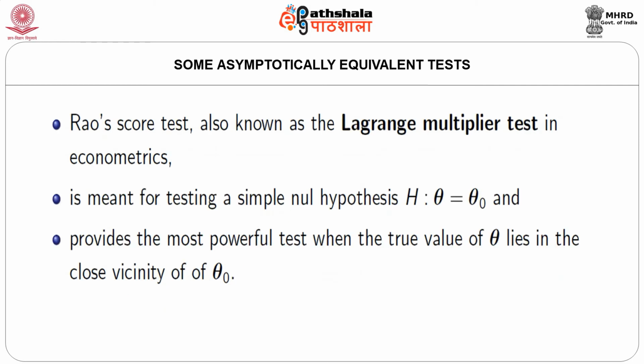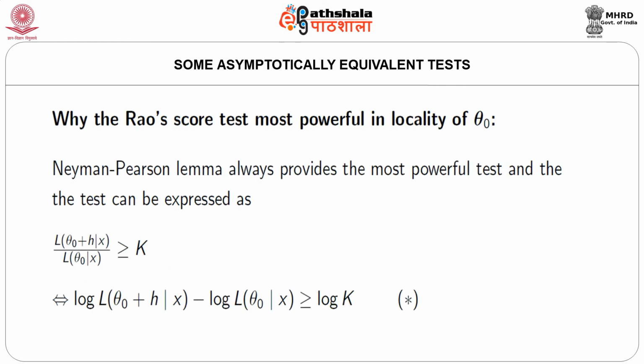Rao's score test is also known as the Lagrange multiplier test in econometrics. The test is meant for testing a simple null hypothesis H, which says that θ equal to θ0, and Rao's score test provides the most powerful test when the true value of θ lies in the close vicinity of θ0.